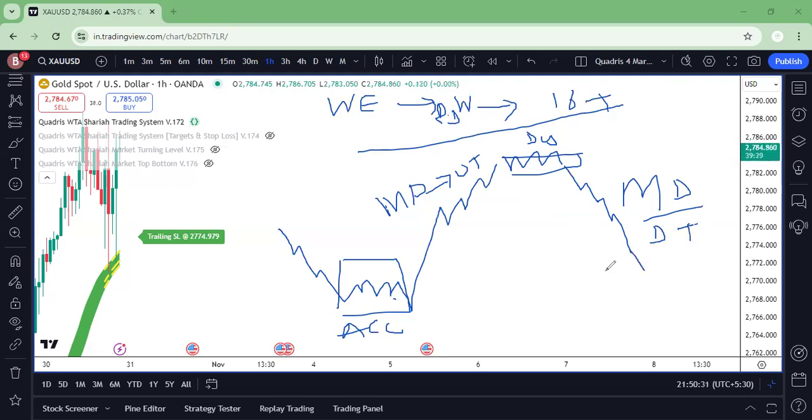And then this is a cycle. It will keep on repeating. Again there would be an accumulation, then a rise, and so on. There would be a distribution again, and then there would be a price fall. This would be the markup phase, and this would be the markdown phase.